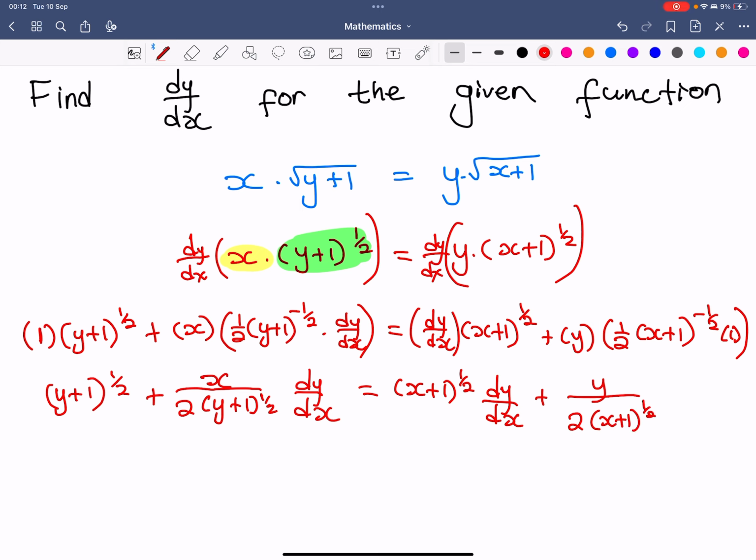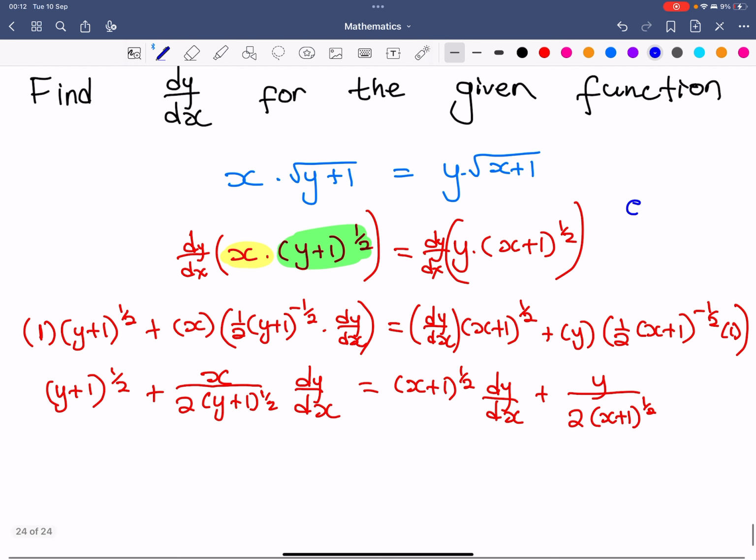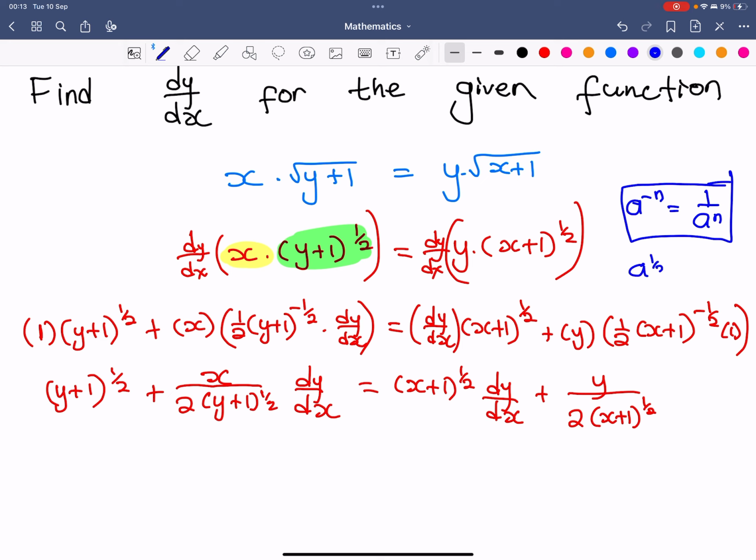One thing that you need to remember, guys, is that if you have a to the power minus n, it's equal to 1 over a to the n. It becomes positive when it goes down the fraction. And also remember that a to the power 1 over 2 is equal to the square root of a. That's another tip that you need to recall on this problem.